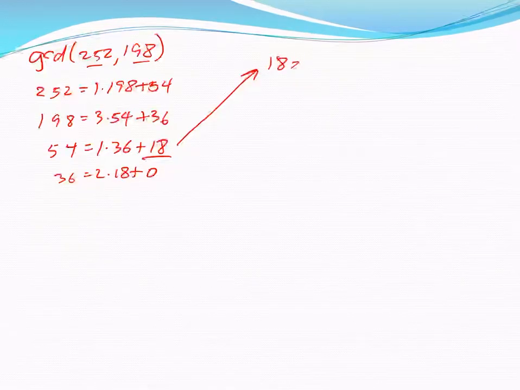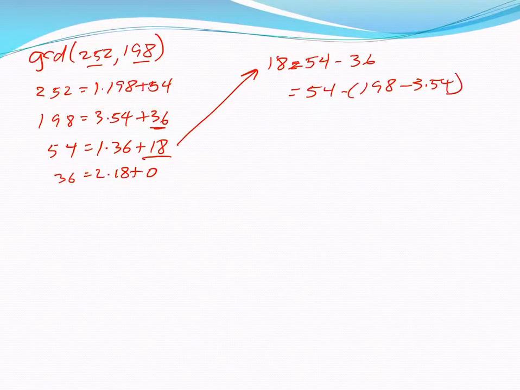And we'll say 18 is equal to 54 minus 36. And then we'll substitute for each remainder successively till we get back up to the top. That's equal to 54 minus (198 minus 3 times 54). And that's equal to 4 times 54 minus 198. And now we substitute for 54.